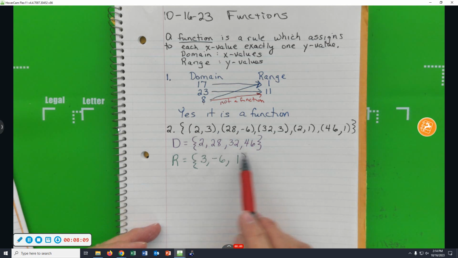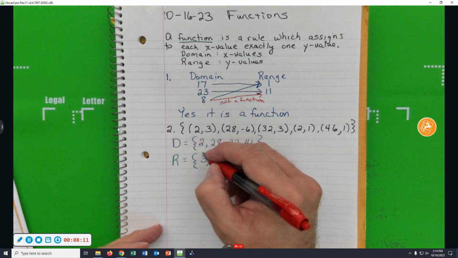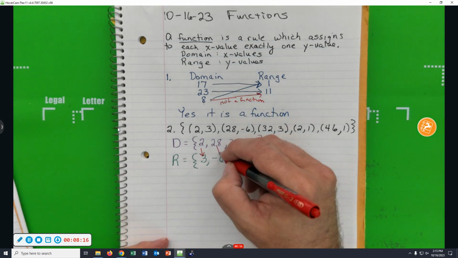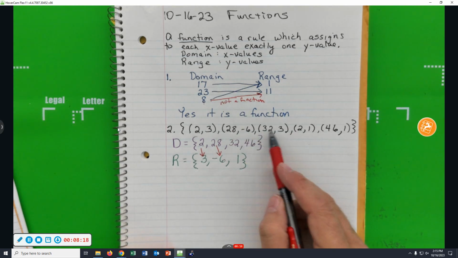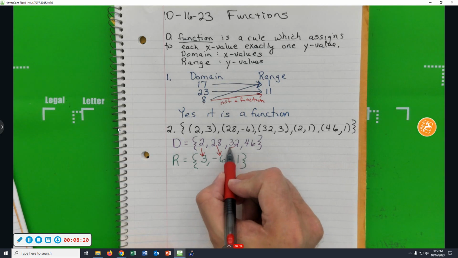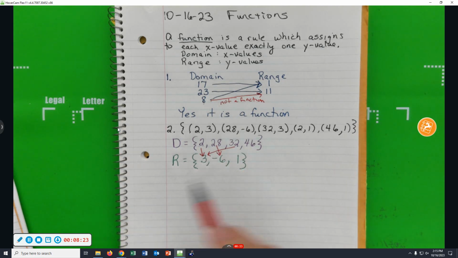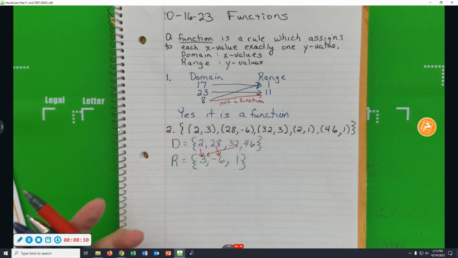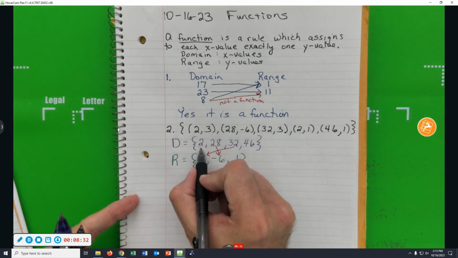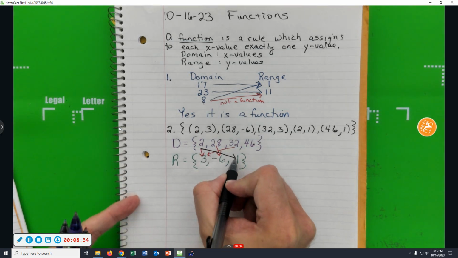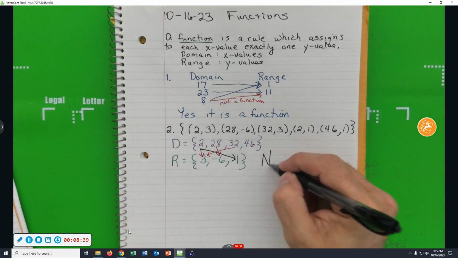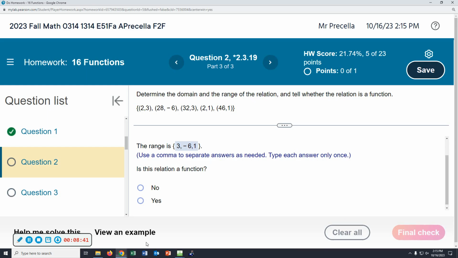If I started drawing the arrows here like 2, 3, 28, negative 6, 32, 3, so far each number has only 1 arrow coming out of it. What's about to happen when I draw the next arrow? Yeah, 2 arrows coming out of number 2. So we can answer the question right now. Not a function. Do y'all see why?